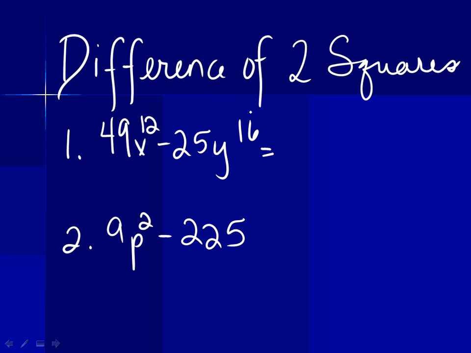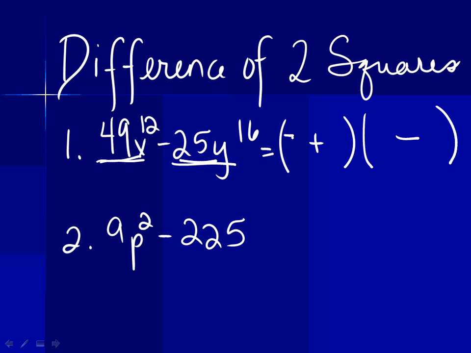Number one, we have two terms. 49 and 25 have nothing in common, so I'm not going to be able to factor anything out. I'm going to do two parentheses. If it's difference of two squares, there are two terms. We're going to have two different signs, and then now we have to fill in the blanks.